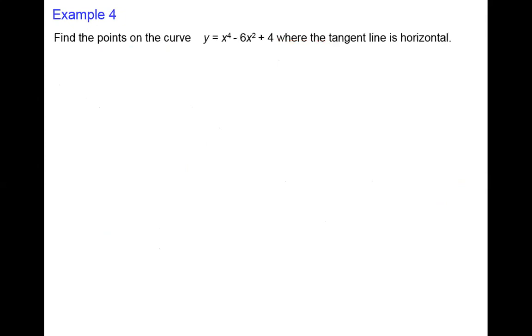apply all of our rules. Find the points on the curve x to the power of 4 minus 6x squared plus 4 where the tangent line is a horizontal line. Okay, so we do have a function. We have to find where exactly on this function the tangent line will be horizontal. That means, what do you think? What are the conditions involving the derivative for the tangent to be a horizontal line?